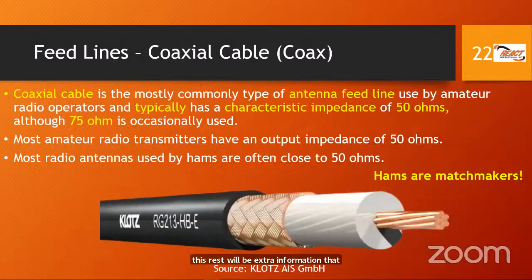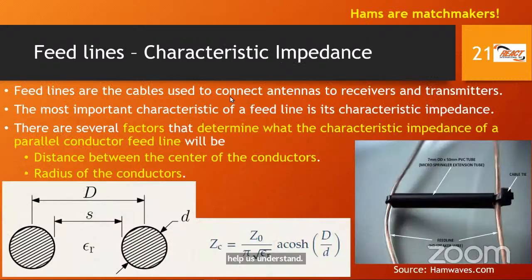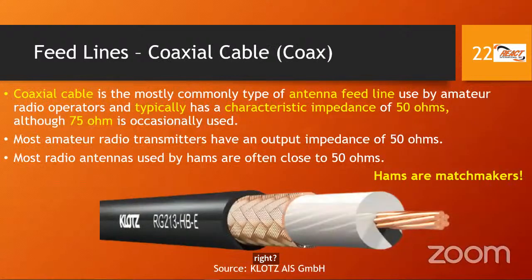All right, so we just dealt with one type of feed line, right? Parallel, this one here, the parallel conductor, right? So you have two conductors that are parallel. We now come to coaxial cable, or sometimes abbreviated coax. And this type of cable on your screen here, we have stripped out some of the layers so we can see inside of what it looks like. But this is pretty much typical of the type of transmission line that amateur radio operators will use.